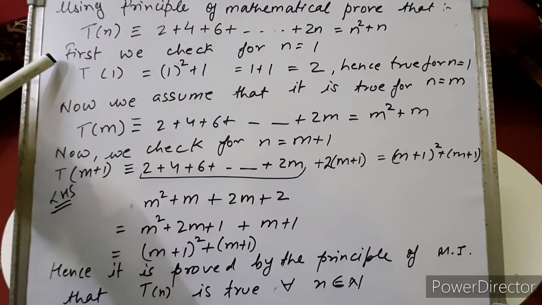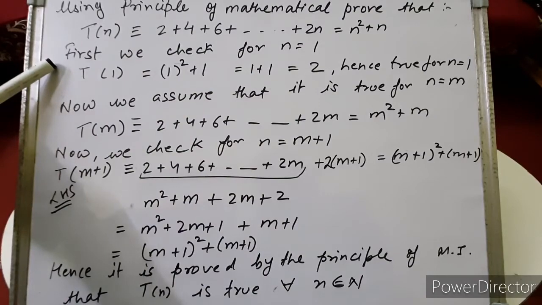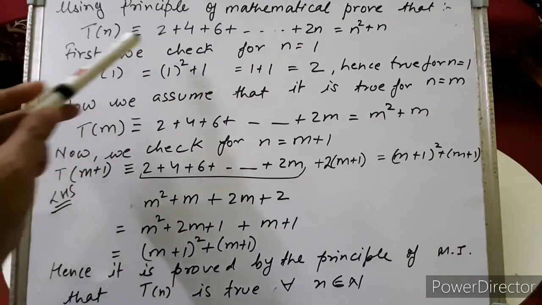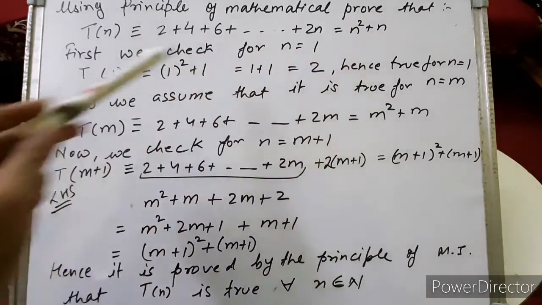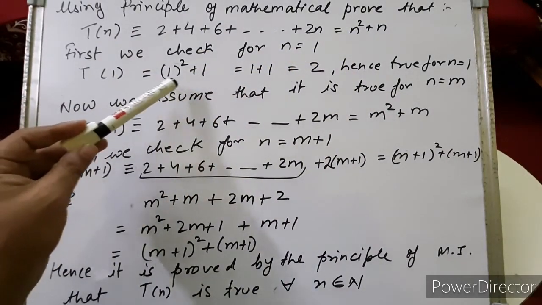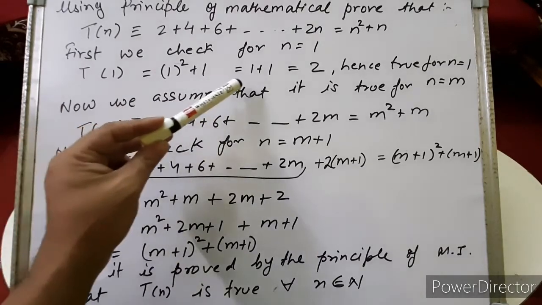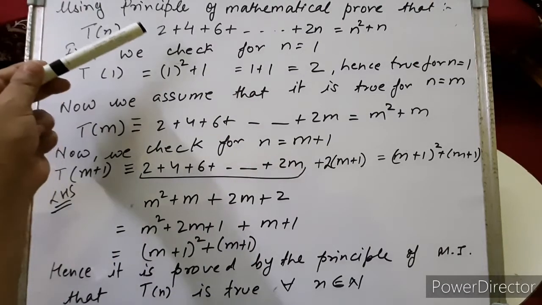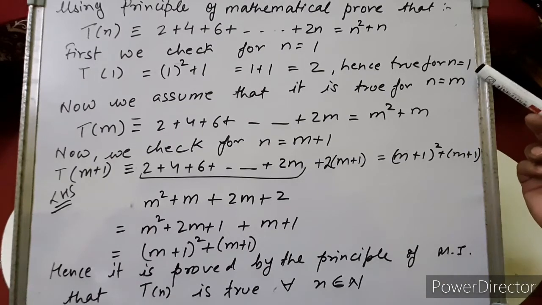So first we'll check n equals 1. The first term will be n equals 1. Let's see whether this statement is true for n equals 1 or not. In the general term, if you put n equals 1 here, we'll get 1 square plus 1, and 1 square plus 1 will be 1 plus 1, which is 2. And our first term is 2. So we'll say, hence it is true for n equals 1.